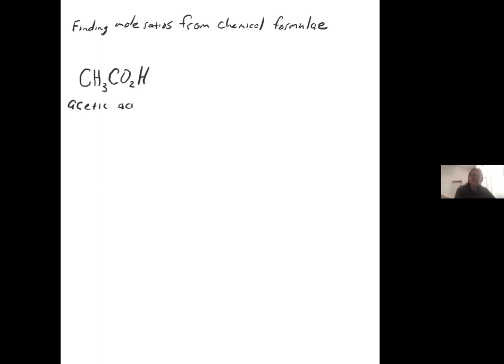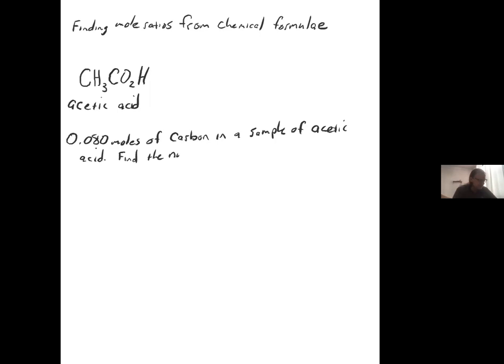They say that in a measurement, there's 0.080 moles of carbon in a sample of vinegar, or in a sample of acetic acid. And what they want you to do is to calculate or find the number of moles of oxygen and of hydrogen in the sample. Okay, so it's pretty straightforward.